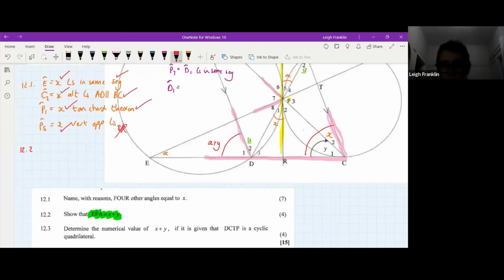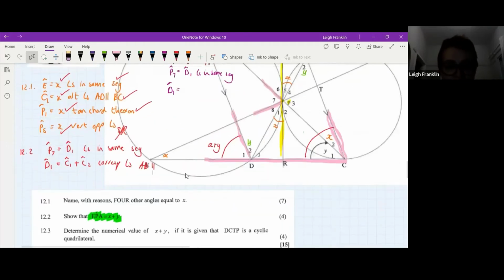So in 12.2, we are going to say that angle P7 is equal to angle D1 because of angles in the same segment. But D1 is equal to C1 plus C2 because of corresponding angles. And then we mustn't forget to name the parallel lines. The parallel lines are AD parallel to BC in this case.